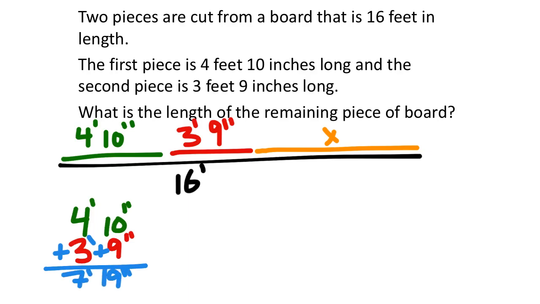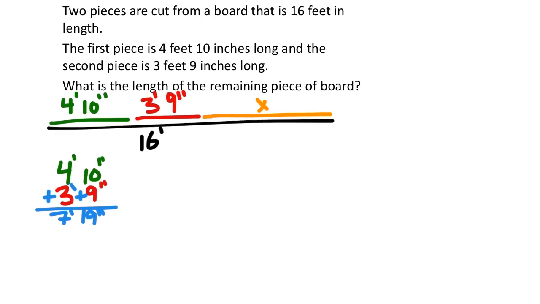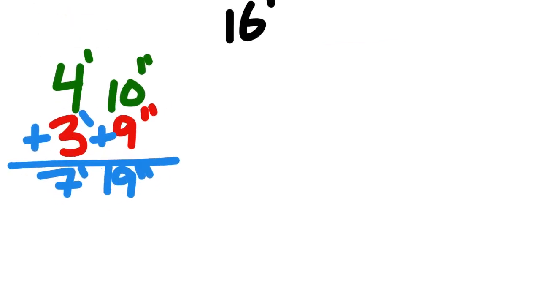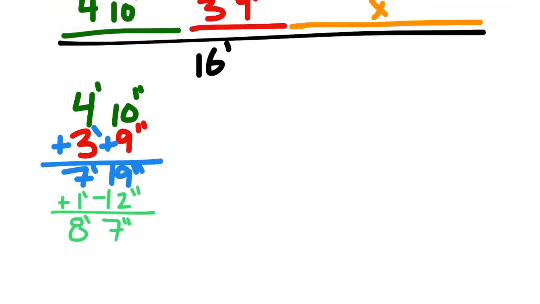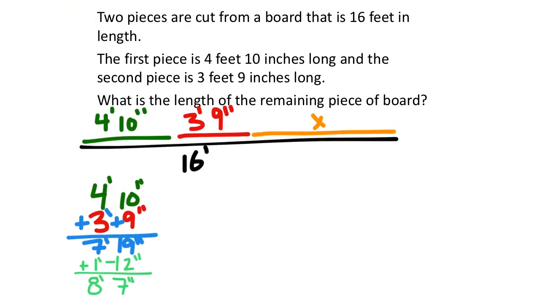Now I get 19 inches out of this, but I know 12 of those 19 inches can be converted into a foot. So we'll make that a little bit smaller, and I need to take away 12 of these inches to convert into a foot. So now I've got 8 feet 7 inches. So the two boards that we cut off total in length 8 feet 7 inches.